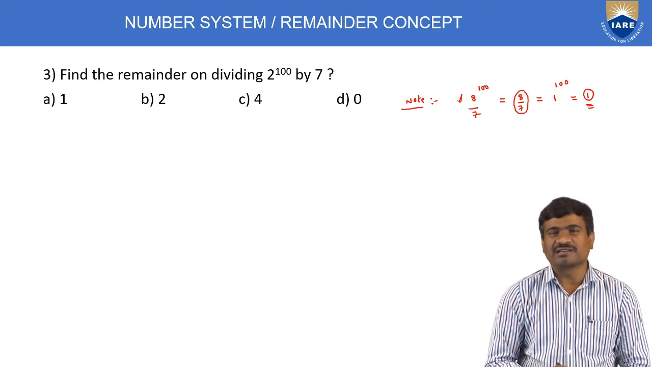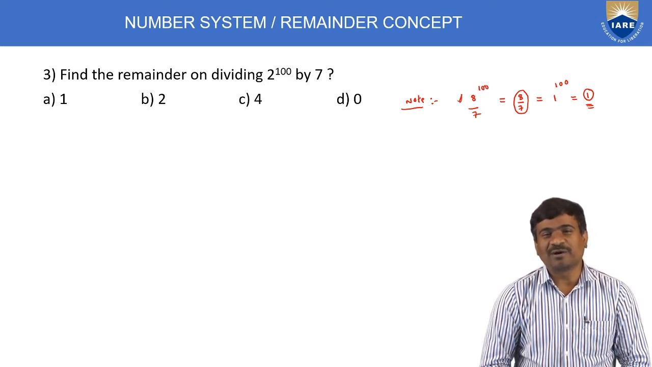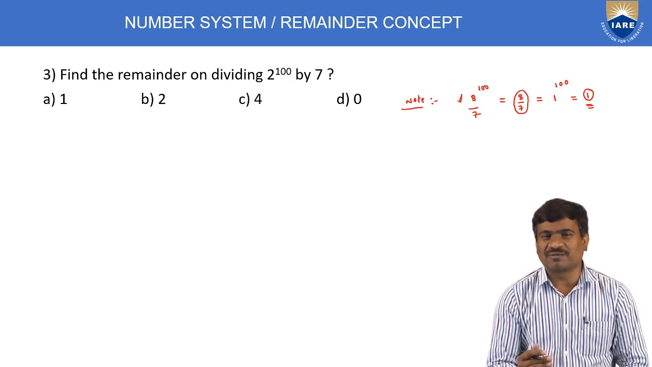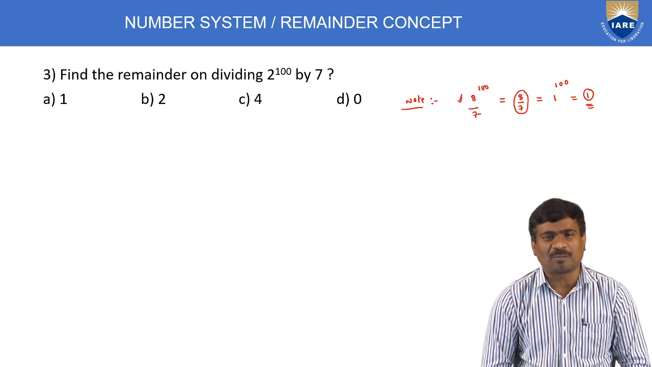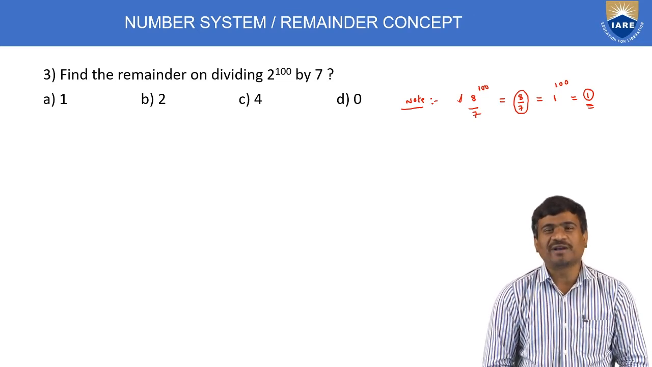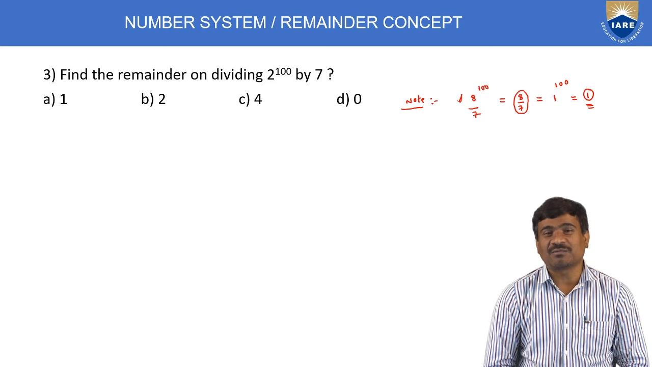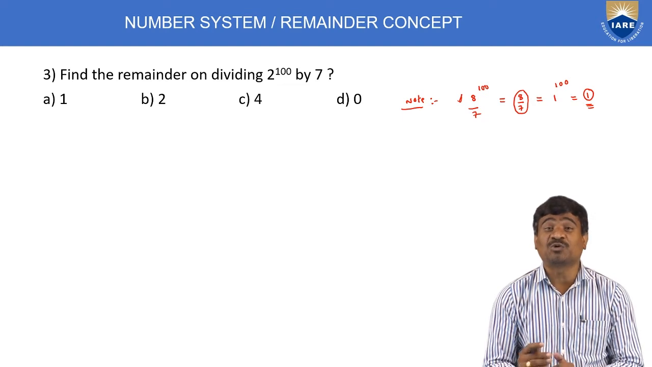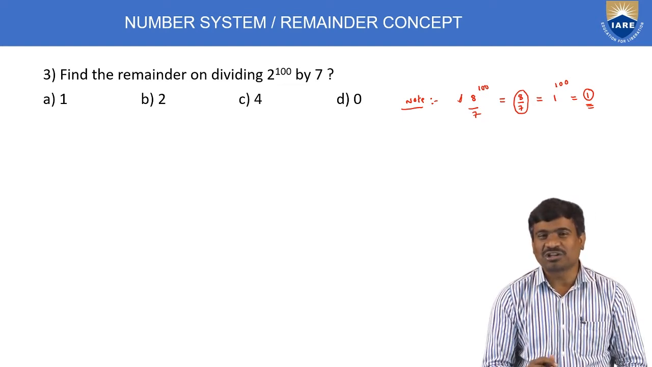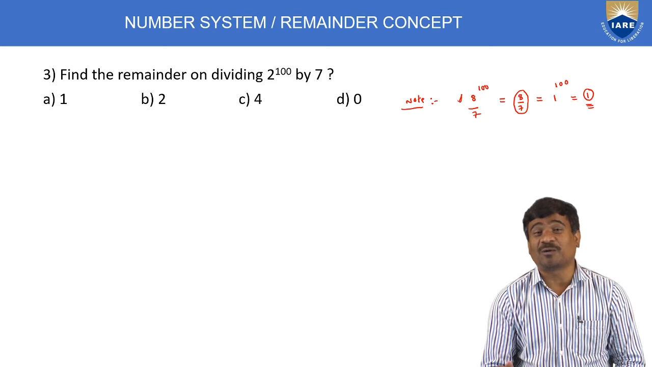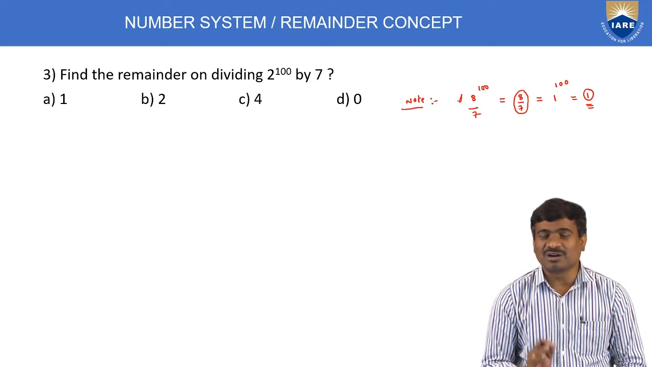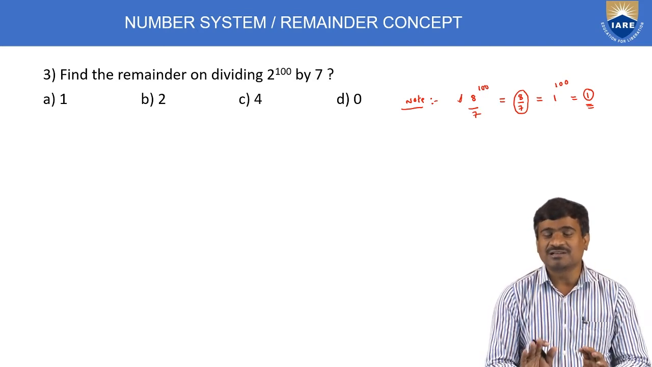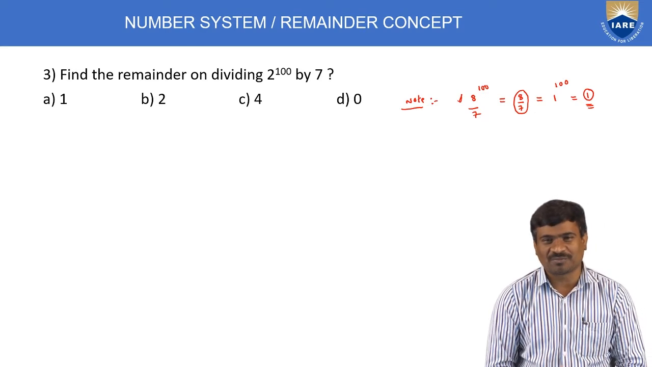But in the third example, here 2 by 7: first calculate the individual remainder, next apply the operator. 2 by 7, remainder only 2. Apply the power 100: 2 to the power of 100. 2 to the power of 100 is more than 7, 2 multiplied up to 100 times, and that value must be divided by 7. That is the general procedure of a problem.